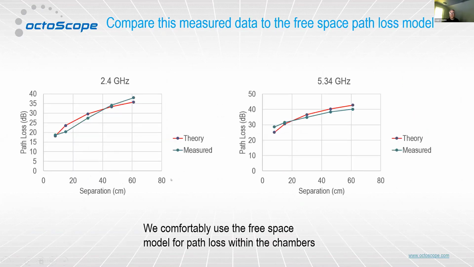And when we plot that information, that's the blue curve here, against the free space path loss model, which is the one I showed way at the beginning in the math slide, for 2.4 gigahertz or 5 gigahertz, you can see how closely the measured data aligns with the free space path loss model. So we very comfortably use a free space path loss model for path loss within the chambers. It's an extremely good model there.